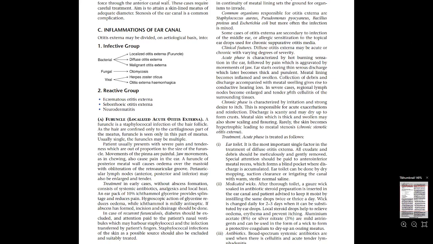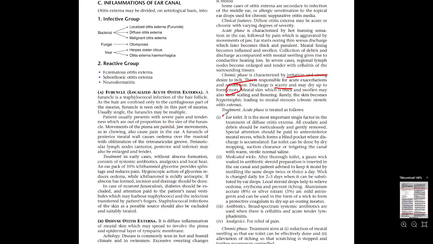Okay, so in chronic phase, it can be characterized by irritation and strong desire to itch. Discharge is scanty and may dry up to form crust. This is an important point. The treatment can be ear toilet, meaning we can wash the ear, and medicated wicks, this cotton bud with antibiotic on it. And steroid as well, 2 to 3 drops a day for 2 to 3 days.